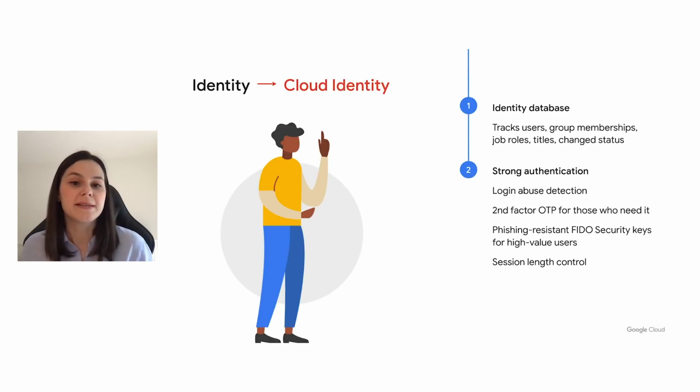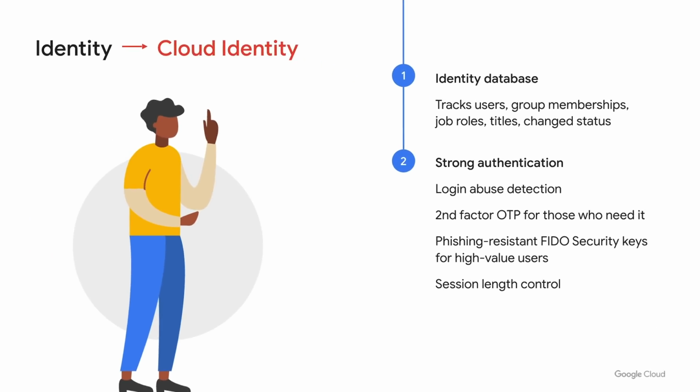So the first piece of starting on a zero trust journey is the identity. We want to gather a user inventory. In Google Cloud, this is Cloud Identity. This is our own identity system where you can manage users, groups, and role information. Cloud Identity provides also other capabilities.